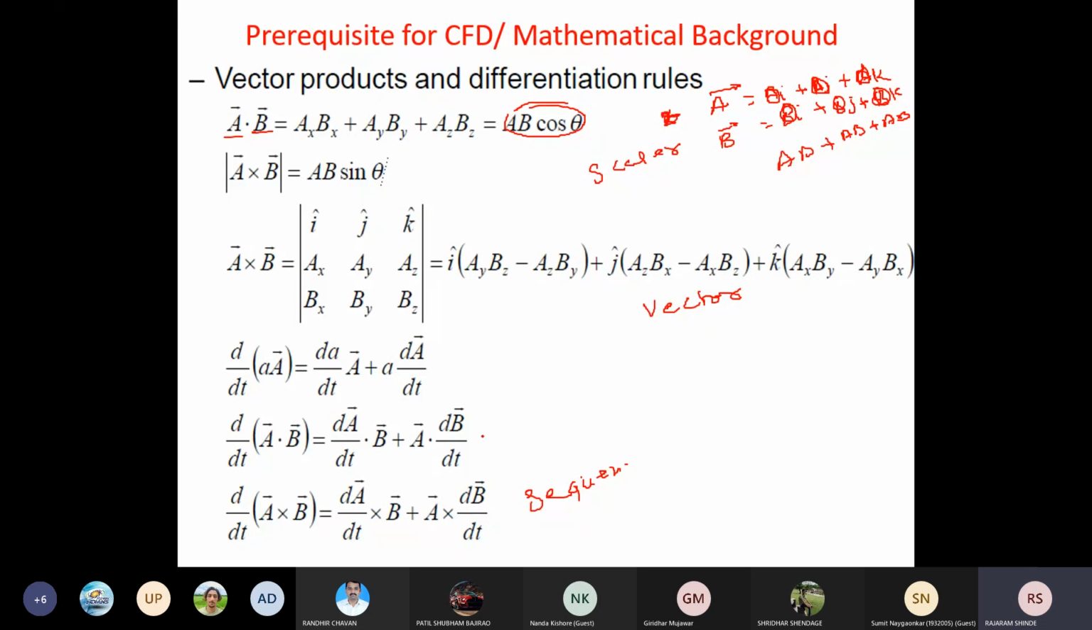Now in case of dot product, sequence is not important because it results in a scalar, but in case of cross product, sequence is important.